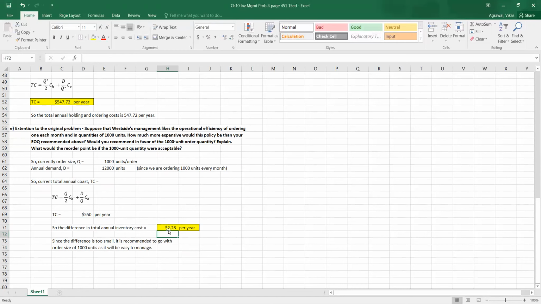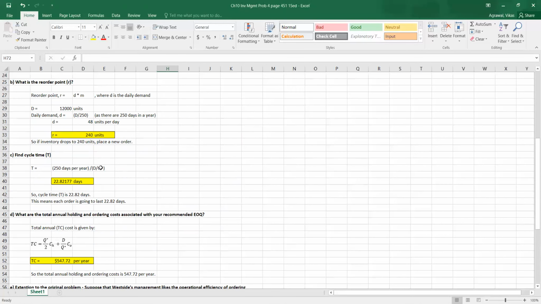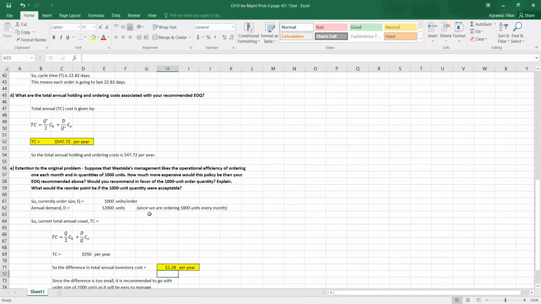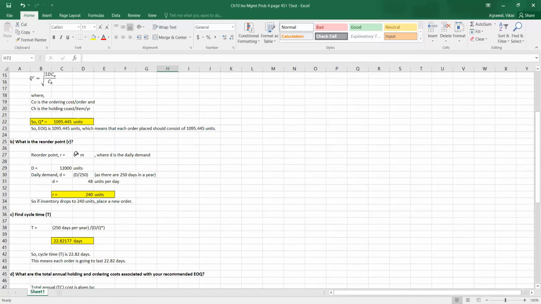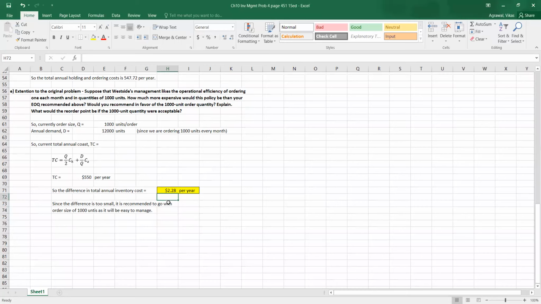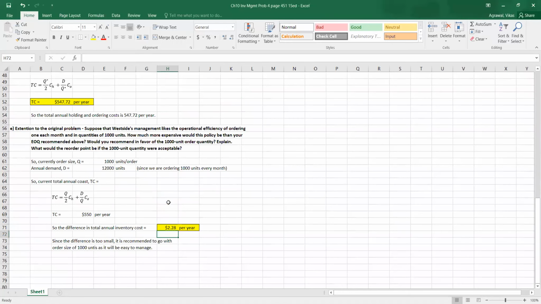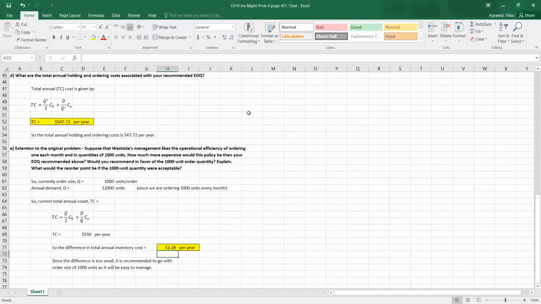So the difference is so small that I would stick with 1000 units instead of 1095 units, because it's going to be easier for me to manage the inventory with the 1000. It's easy to remember, easy to manage, and the difference is not that high, $2.28. So I'm going to be paying $2.28 more per year if I go with 1000 units instead of 1095.445 units. So this is how you would solve this inventory management problem here. With this, I'm going to end my video here. Thank you very much for listening.